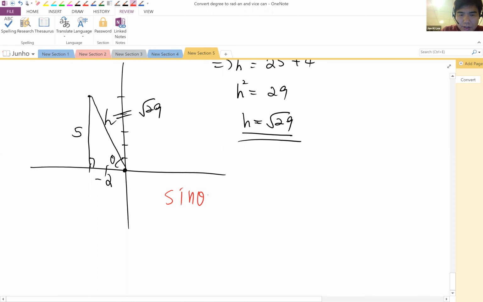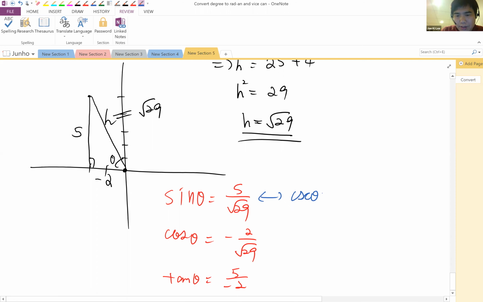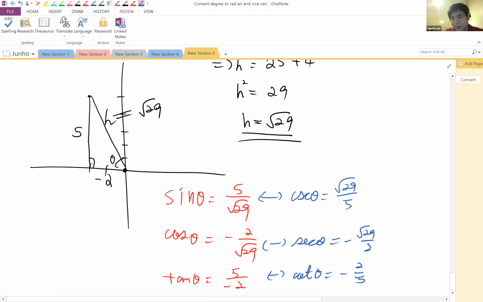So sine theta, 5 over root 29, cosine theta, negative 2 over root 29, and tangent, 5 over negative 2. Cosecant theta, root 29 over 5. Secant theta, negative root 29 over 2. Cotangent theta, negative 2 over 5, like that.